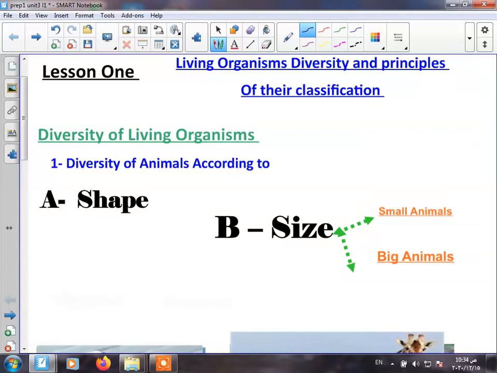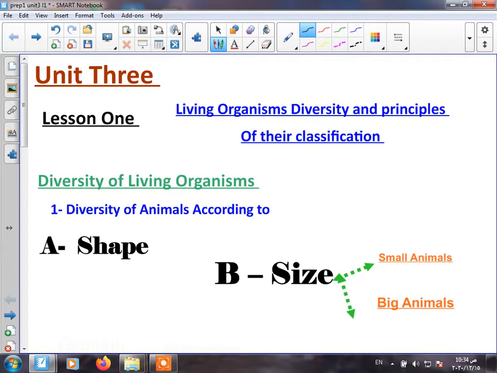Bismillah ar-Rahman ar-Rahim. Today, inshallah, everyone, we will complete our lesson, Lesson 1 in Unit 3, which is talking about living organisms diversity and the principles of their classification. As I said before, I will talk about two parts in this lesson. Number 1, diversity of living organisms, and number 2, classification of living organisms.